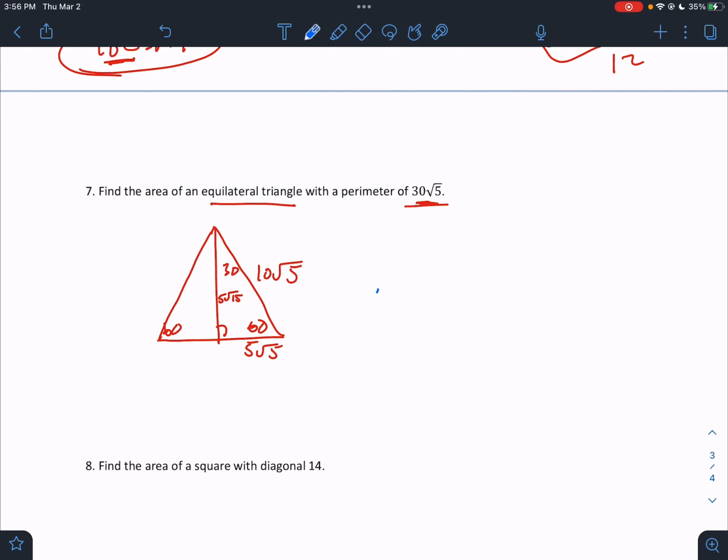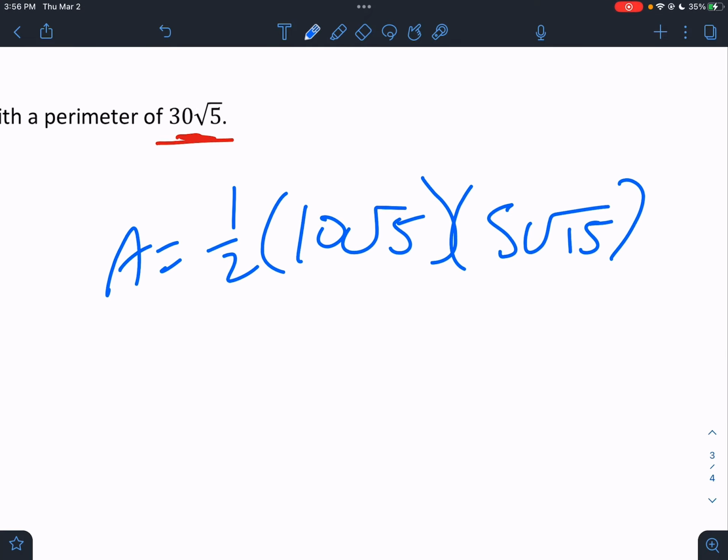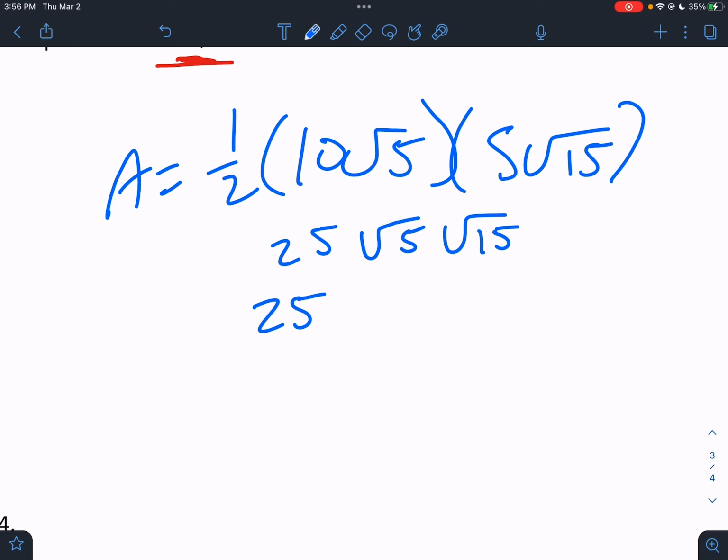So the area would be 1/2 times the base times the height. Let's practice doing this without a calculator. Half of 10 would be 5. 5 times 5 would be 25. Root 5, root 15. This is 25, root 5, root 5, root 3.